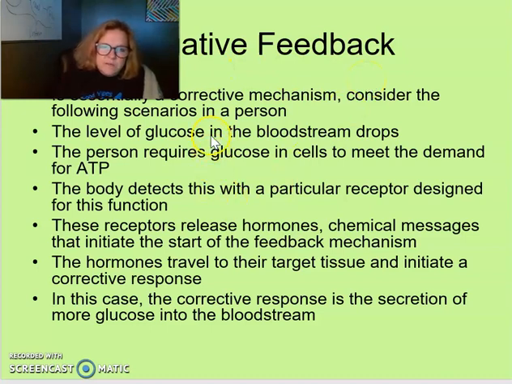This is just an example of one type of negative feedback, but it might help you understand it a little bit. So consider this scenario. The level of glucose in your bloodstream drops, and you need glucose in your cells to meet the demand for ATP, which is energy in the cell. The body detects this with a receptor, and these receptors then release hormones, which are chemical messages that start this feedback mechanism. The hormones travel to the target tissue where they're needed and initiate a corrective response. In this case, the corrective response would be the secretion of more glucose into the bloodstream.